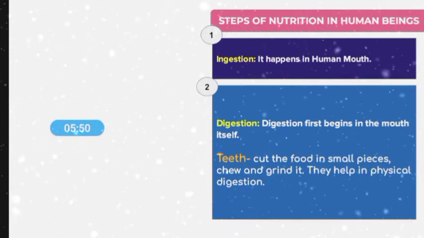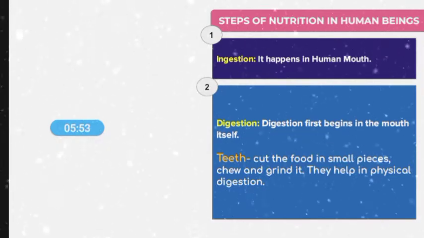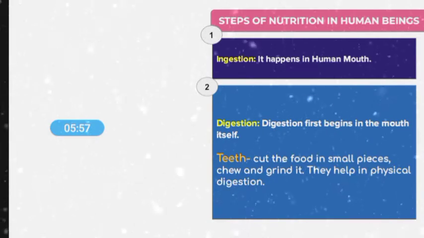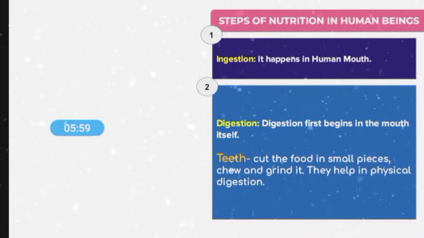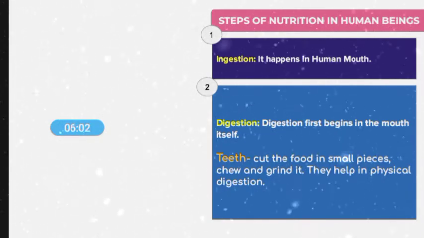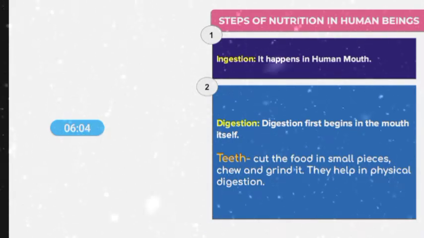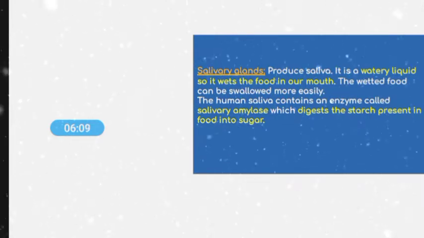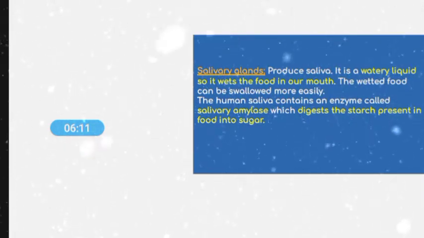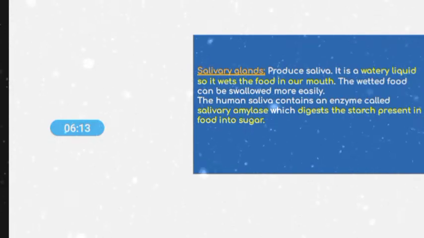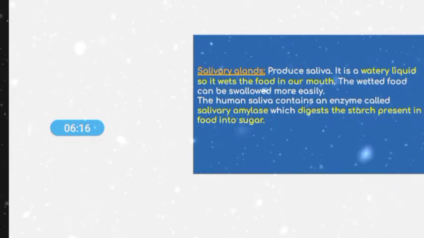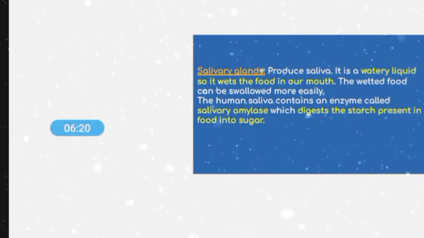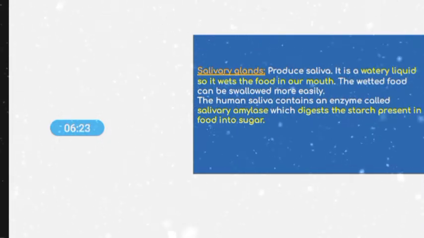First is ingestion. It happens in the human mouth. Then digestion. It first begins in the mouth itself. Teeth cut down the food into smaller pieces and then chew and grind it, and they help in physical digestion. Salivary glands produce a watery liquid, so it wets the food in our mouth, and human saliva contains an enzyme called salivary amylase, which digests the starch present in the food into sugar.